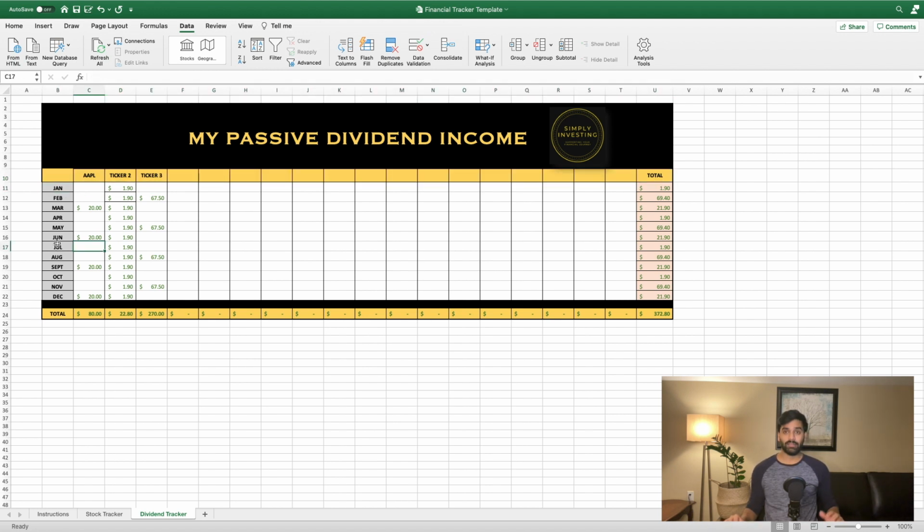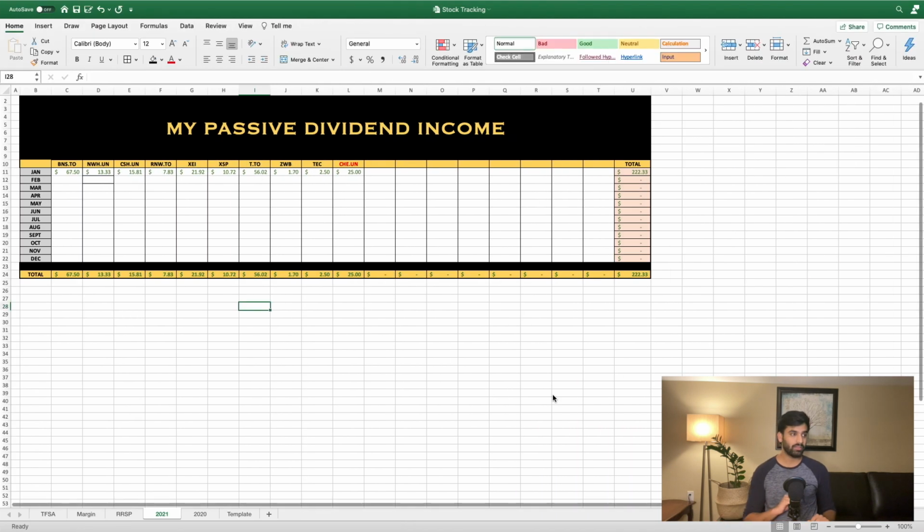So let's say if I only had 2 of these stocks, let's go with the month of June, I'm expecting a dividend payment of $21.90. I can also track how much each stock pays me. And so the total for ticker 2, for instance, is $22.80. And I can also track my total annual dividend payment. So if I add up all these columns, so far I'm expecting a payment of $372.80.